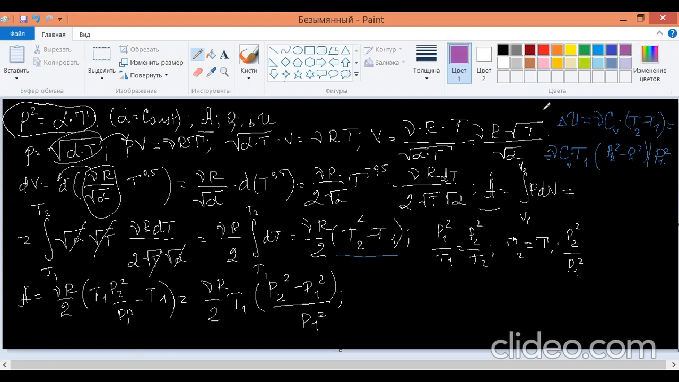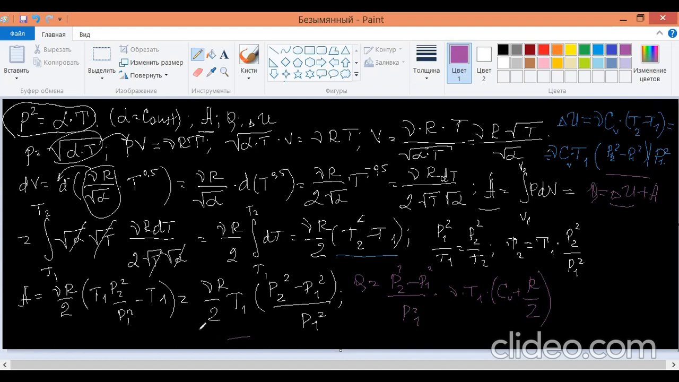And as for Q, we remember that Q is equal to delta U plus A. Let's substitute this formula instead of delta U, and this formula instead of A, and if we do that, finally we can get the following formula. That's it.